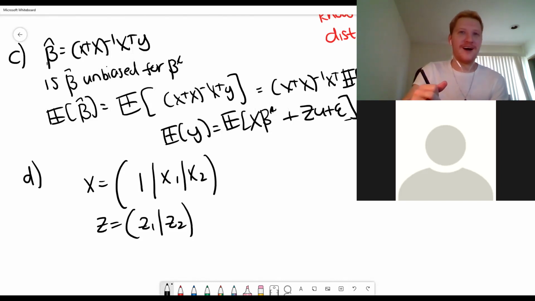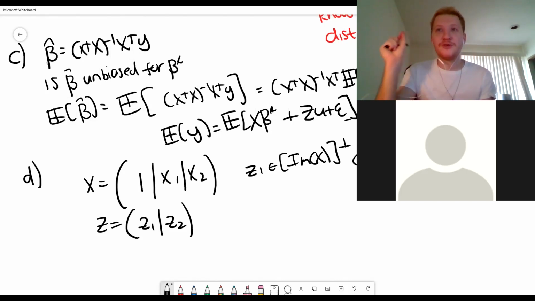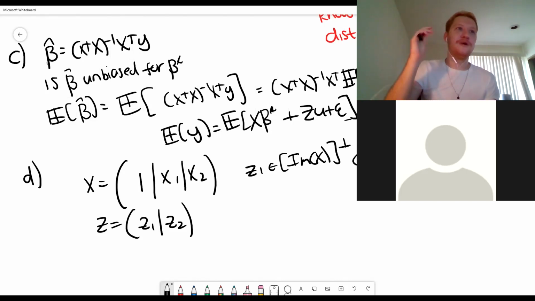Okay, so they specify this is true. And then they also specify that Z1 is in the image of X orthogonal, which is identical to saying that Z1 is in the kernel of X transpose. Because remember, the kernel of X is the image of X transpose orthogonal. So if it's in the image of X orthogonal, it's actually in the kernel of X transpose, and that will come in handy in a bit.